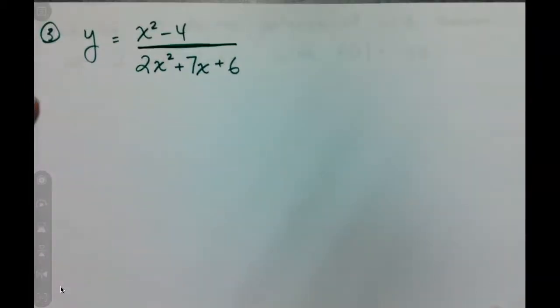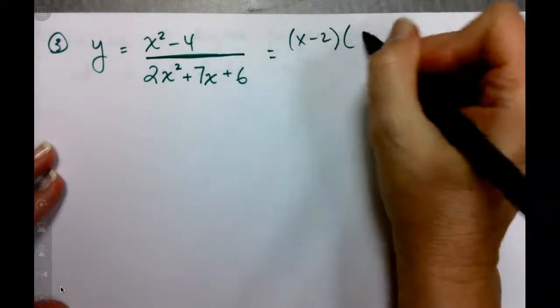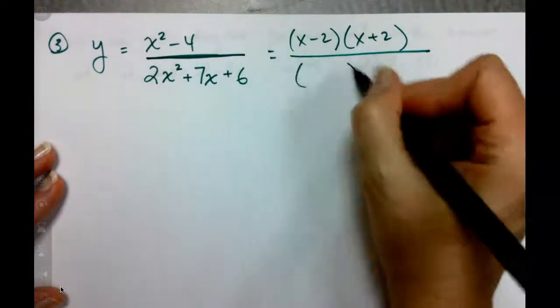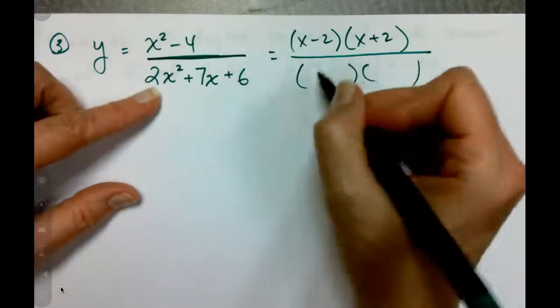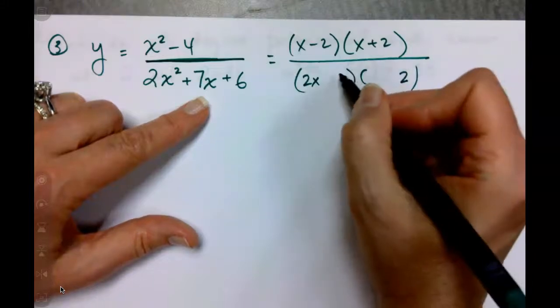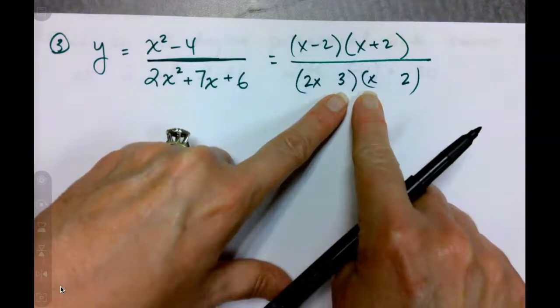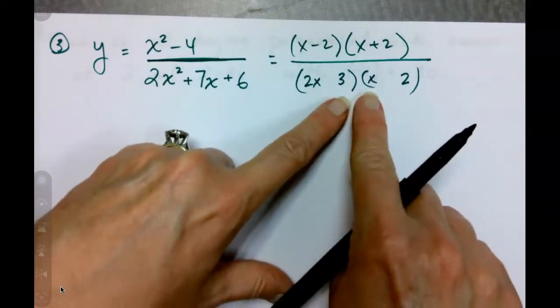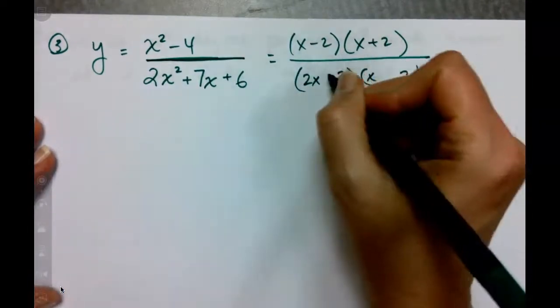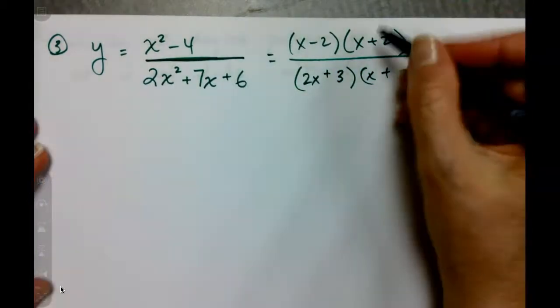Next problem. Y equals x squared minus 4 over 2x squared plus 7x plus 6. This looks factorable on the top and the bottom. The top is the difference of squares, and the bottom is a trinomial with a 2 up front. And if we want a 7 in the middle, if we put a 2 here and a 3 here, 2 times 2 is 4. 3 times 1 is 3. 4 plus 3 is going to give us the 7x in the middle, plus, which means we have a factor that is going to cancel.